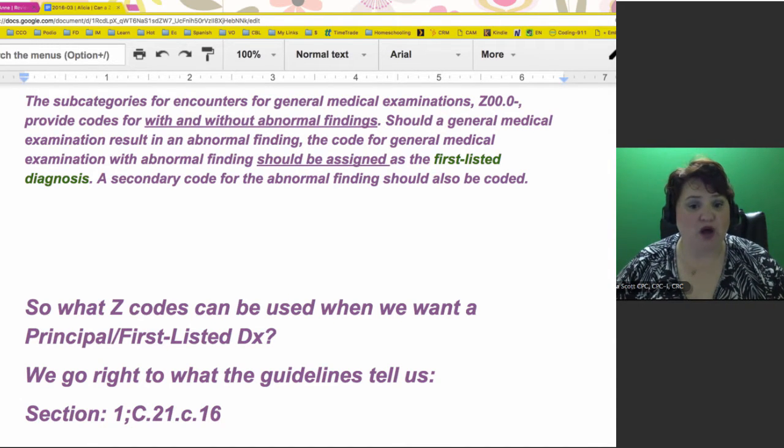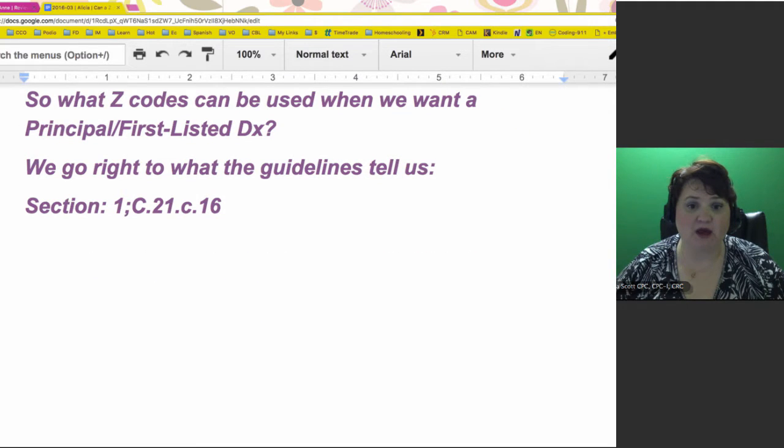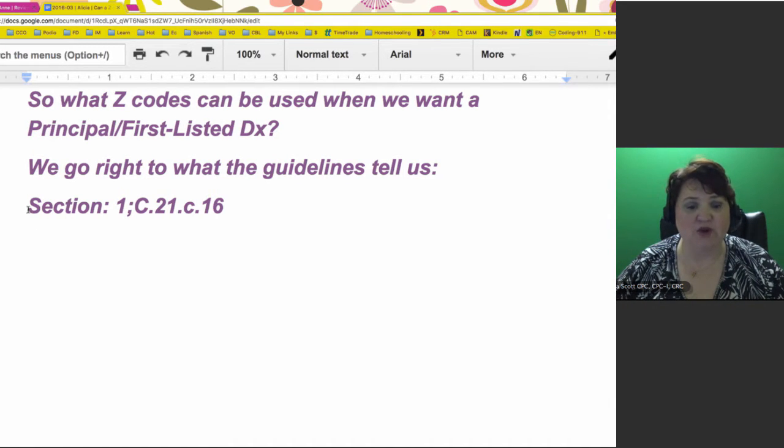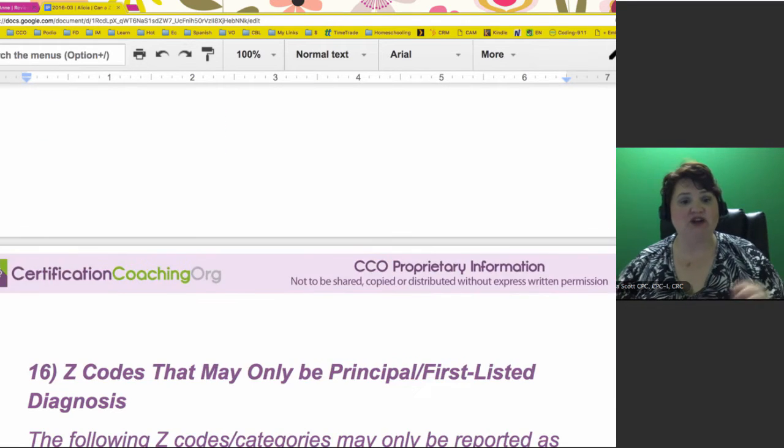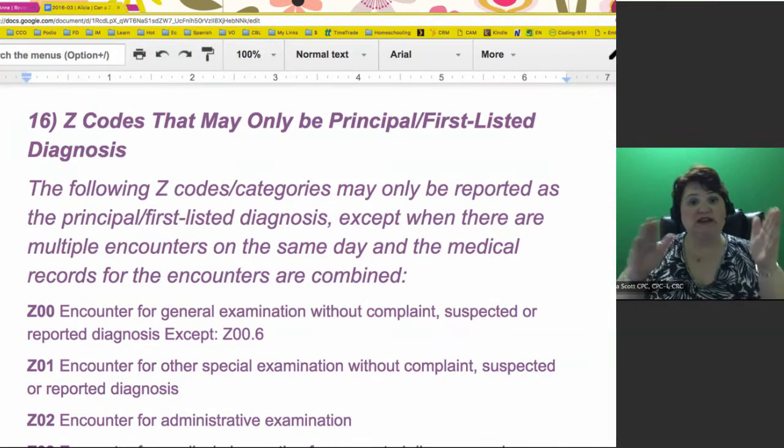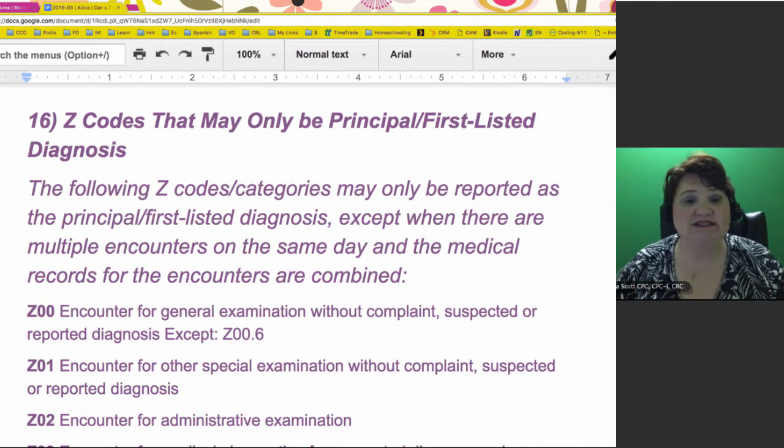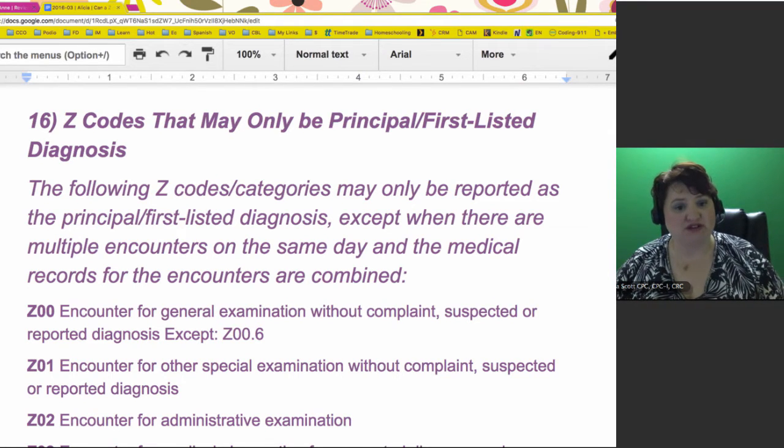So as we move along, what other Z codes can be used, right? There's actually quite a few. Now, don't forget, this is where the guidelines are, but let's look at this particular guideline that we looked at before, but look at 16. Okay, so as you're looking at your guidelines, it keeps indenting and an outline. 16 states a Z code that may only be principal or first listed diagnosis.